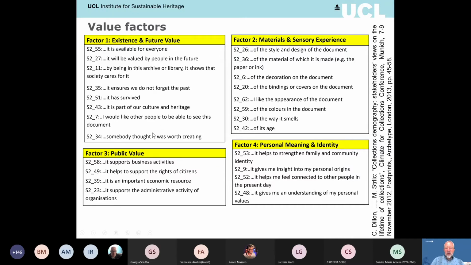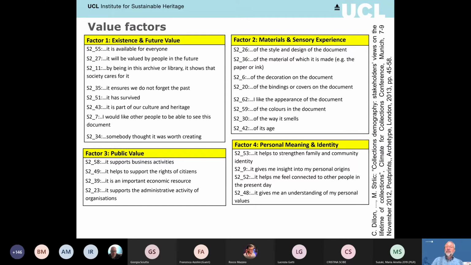And we interpreted, for example, the first factor, the statements that grouped according to factor one, as value that corresponded to existence and future value of objects. Namely, heritage objects may be valuable just because they exist. We may never access them, we may never actually use those books, but we value library and archival collections because they are. I may never visit some of the incredible heritage sites across the world, but I value the Easter Island statues, for example, because I know they are there. They are meaningful and they are beautiful, although I may never actually visit them.